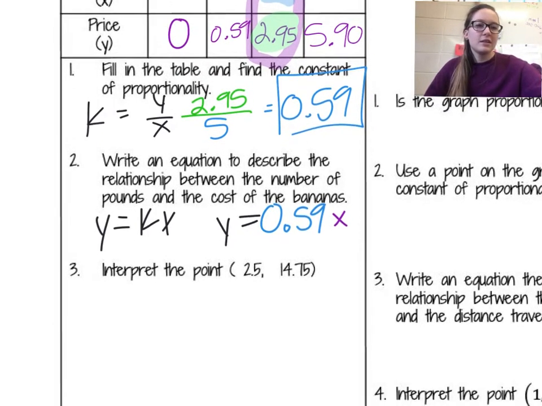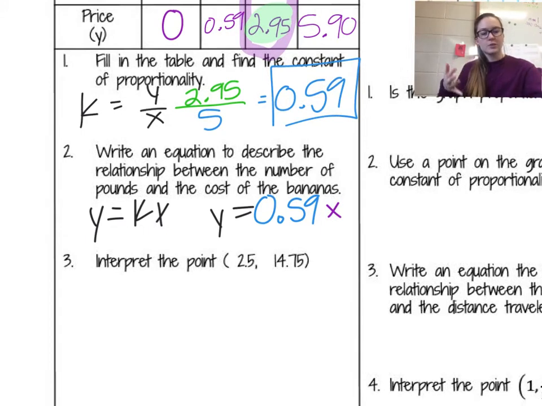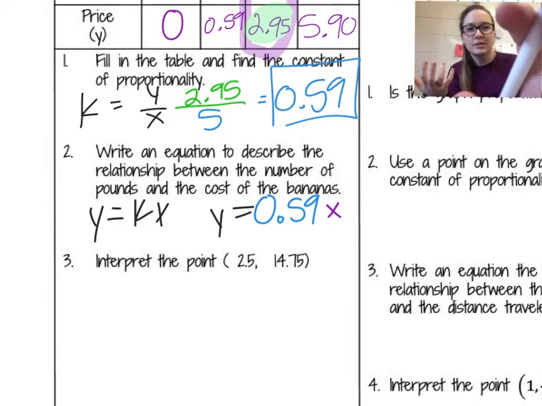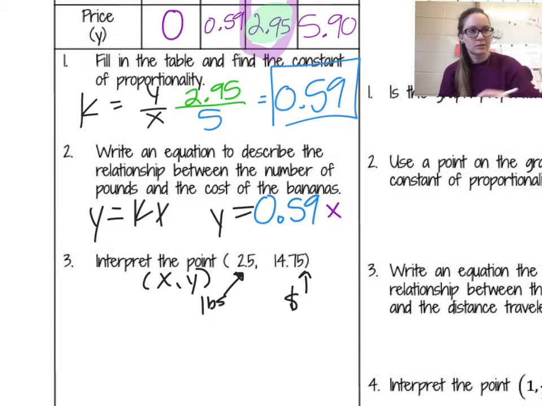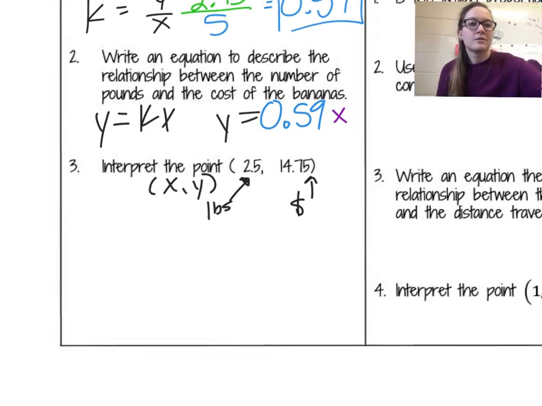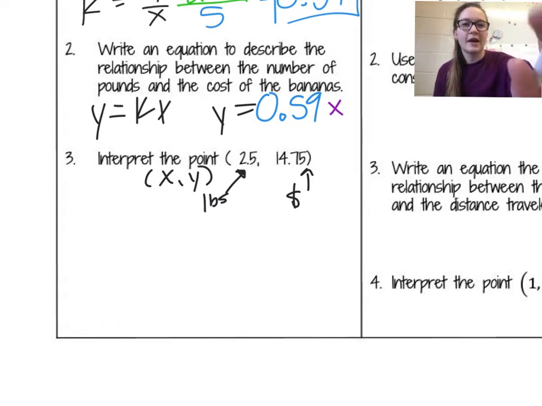And then finally, interpreting the point, we're just going to take our labels. Remember that points are always x, y. So this 2.5 is our x value, which is pounds. This 14.75 is our y value, which is our price. So all I'm doing is I'm taking that point and I'm putting labels on it in a sentence. Okay? So that 2.5 is our number of pounds.